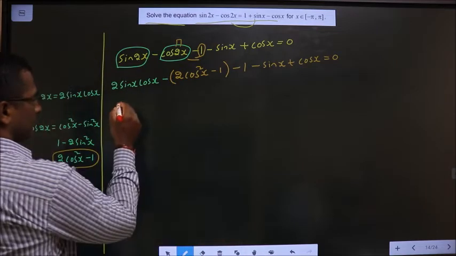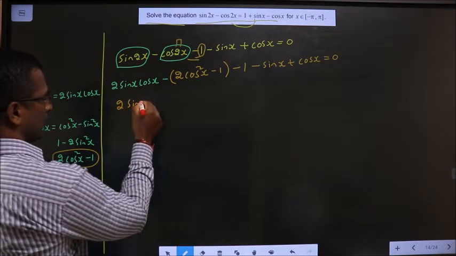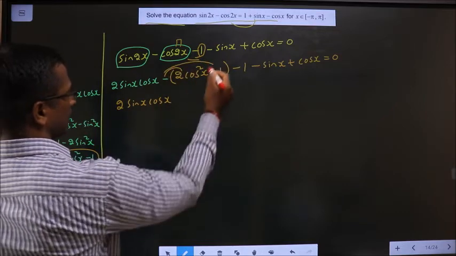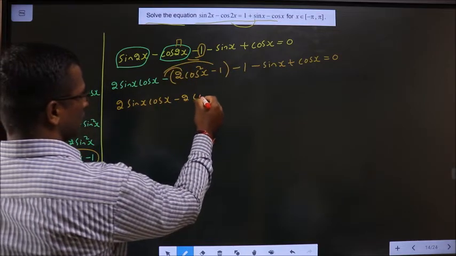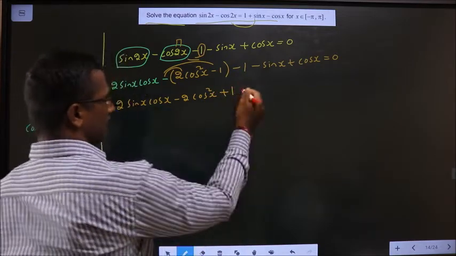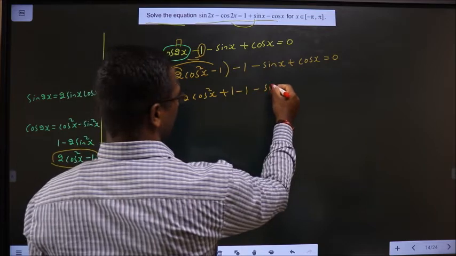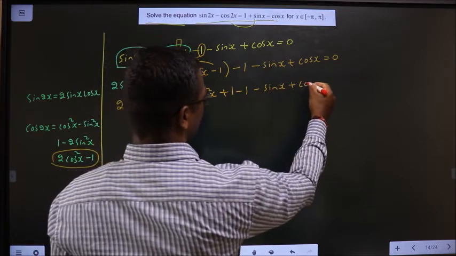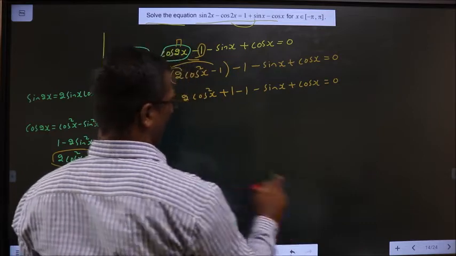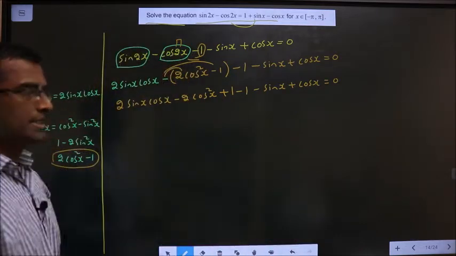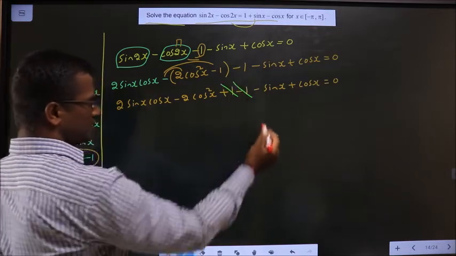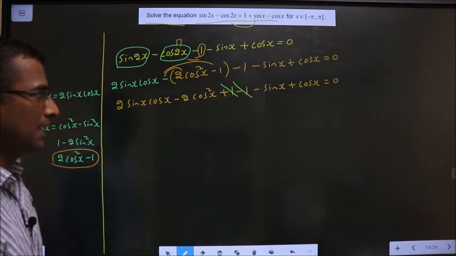Next, this is 2 sin x cos x. Now multiply with negative sign. So minus 2 cos square x, minus of minus plus 1. And this is minus 1, minus sin x plus cos x equal to 0. Now, how do we simplify it furthermore? Step 1 is I cancel this thing. So they are gone, plus 1 and minus 1.